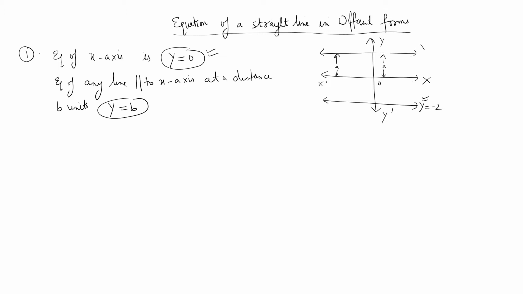So remember, the equation of x-axis is y equal to 0 because x-axis itself is not having any distance from y-axis. It is actually intersecting it, so it is 0. And equation of any line parallel to x-axis at a distance b units is y equal to b.